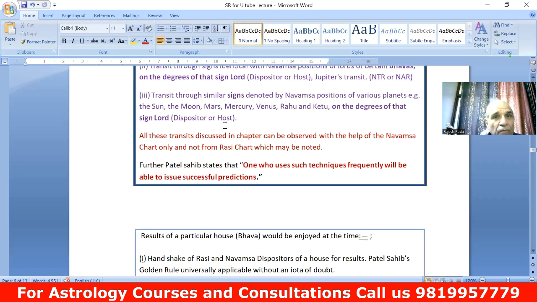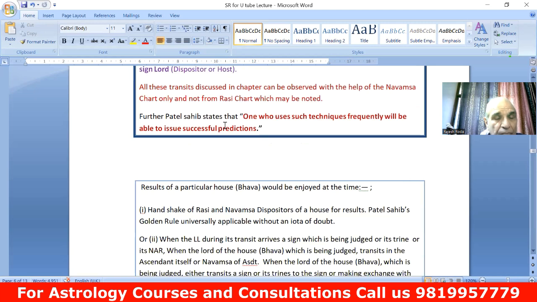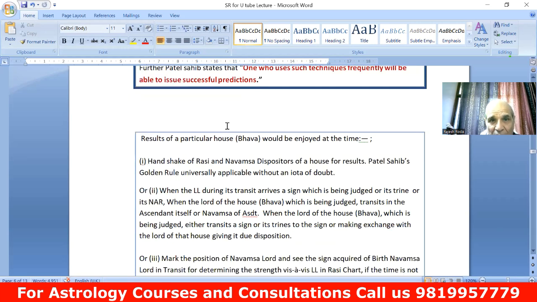From this, we will make 10 rules. Patel Sahib's theory has been taken, and other theories by Patel Sahib in various other chapters have also been accommodated to give you a foolproof system of transit. Let us see what those 10 rules are.